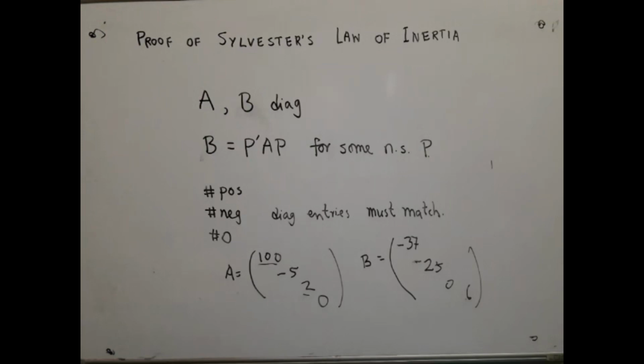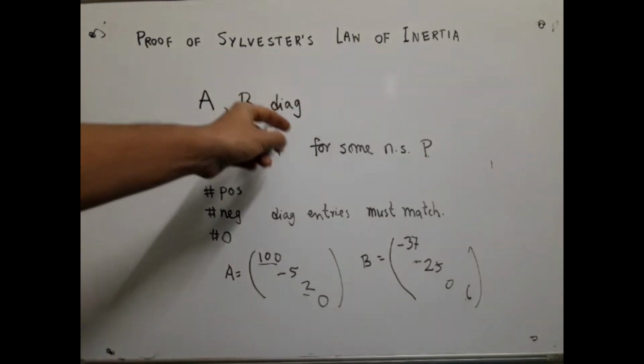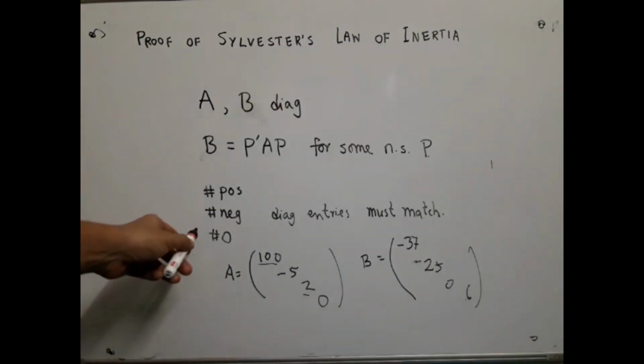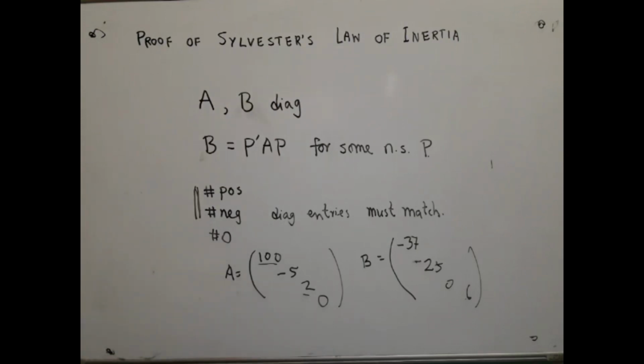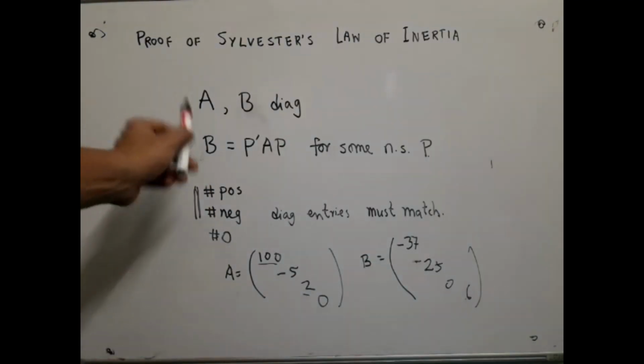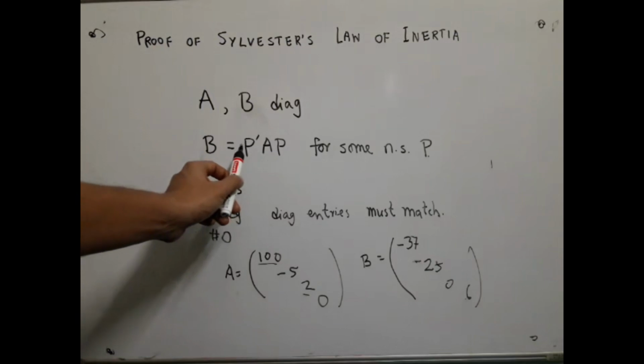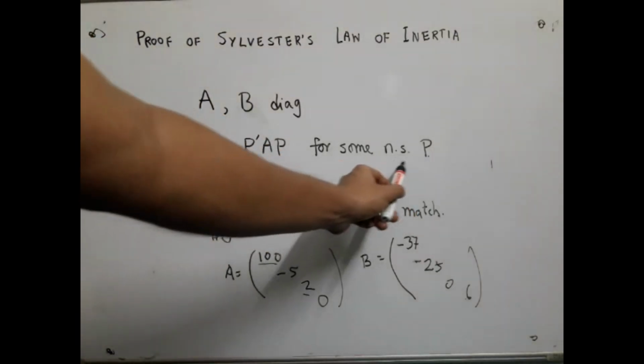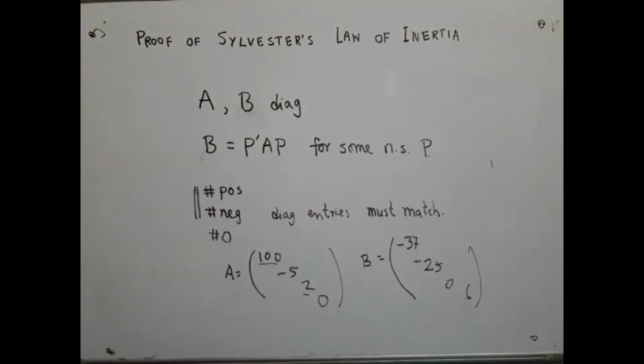First, observe that since we are working with diagonal matrices, the number of non-zero entries, positive and negative both put together, will give you the rank of the matrix. For example, this matrix has rank 3 and this also has rank 3. Now, you are obtaining B from A by pre and post multiplying by non-singular matrices. Remember, if a matrix is non-singular, so is its transpose. Now, multiplication by a non-singular matrix does not change rank.